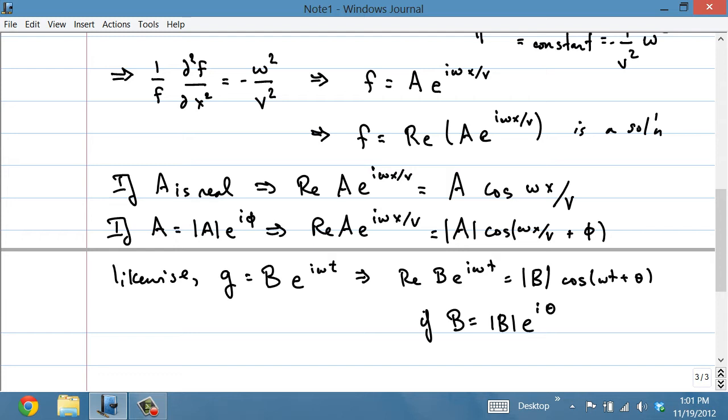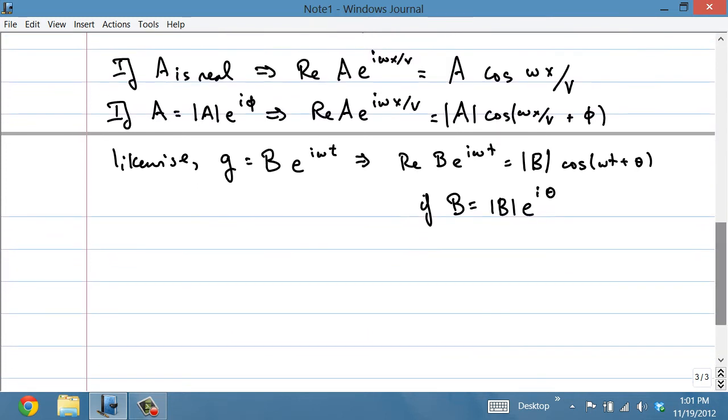So these are the solutions for the standing waves. So let's now consider a standing wave solution on a string of length L.